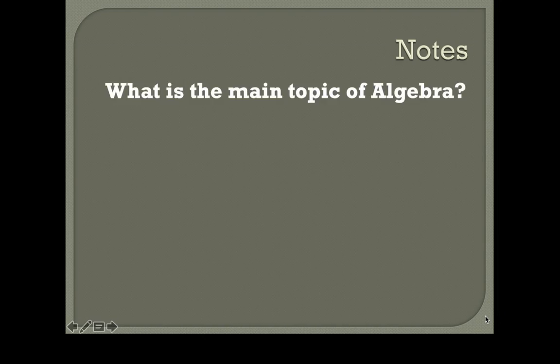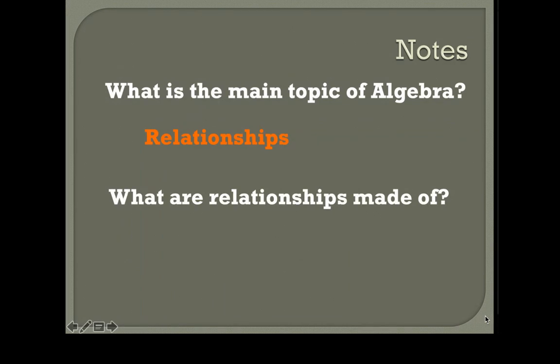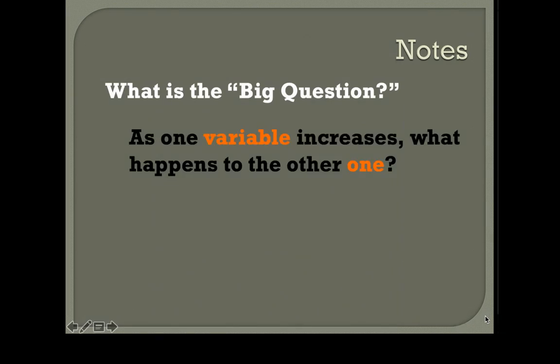Okay, so what is the main topic of algebra? Relationships. We've already been talking about that. Even in some of the stuff we've been doing, similar triangles, there are relationships between numbers there. So the main topic of algebra is relationships. What are relationships made of? Pairs of numbers. And the big question: as one variable increases, what happens to the other one?